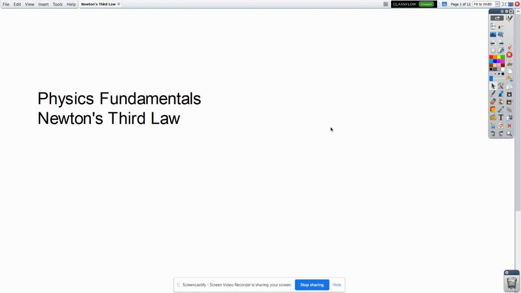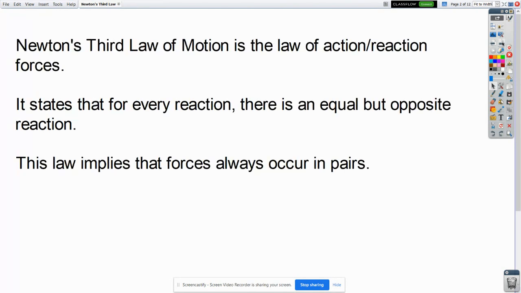In this video, we'll look at Newton's third law of motion. Newton's third law of motion is a law of action and reaction forces. It states, for every action, there is an equal but opposite reaction. What this law implies is that forces always occur in pairs.